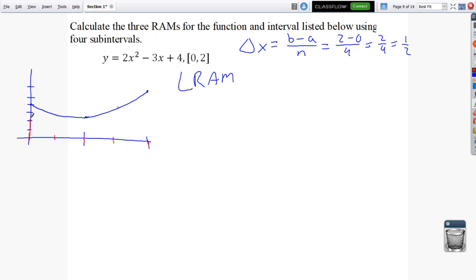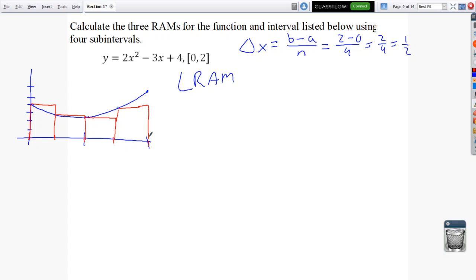So I'm going to draw my left side, match up with the curve, draw a horizontal top, and then bring it down like that. Horizontal, bring it down. Horizontal, bring it down. Horizontal. So there's a visualization for my LRAM.